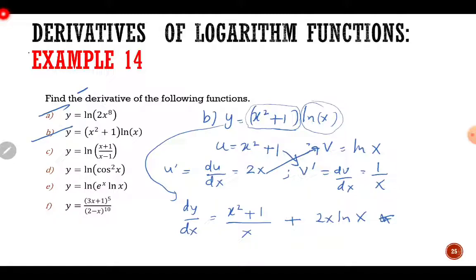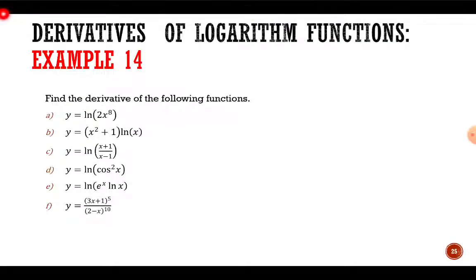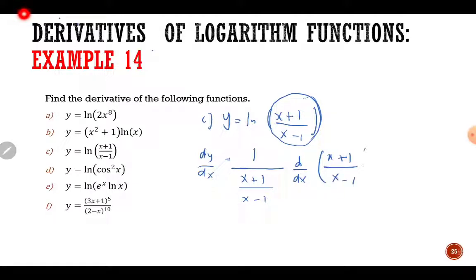Now let's proceed to C. For C, if we look at the question, it looks complicated: ln of (x + 1) over (x - 1). Using the concept of the derivative of a logarithm, the answer is 1 over whatever is inside, so (x + 1) over (x - 1), and you are to find the derivative of (x + 1) over (x - 1). For this you have to use the quotient rule. The 1 over this can go up, so the answer is (x - 1) over (x + 1).